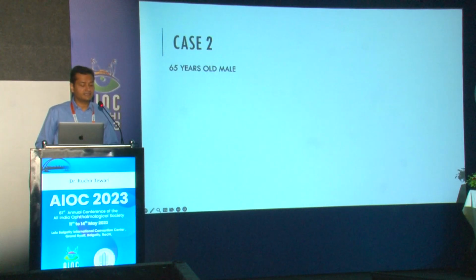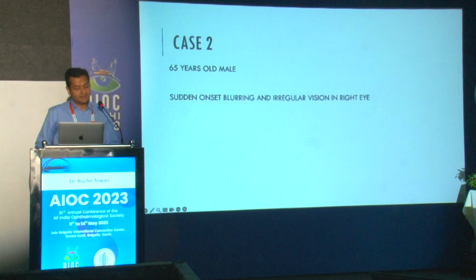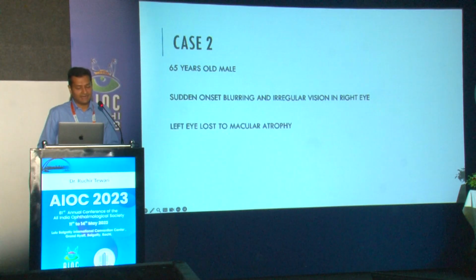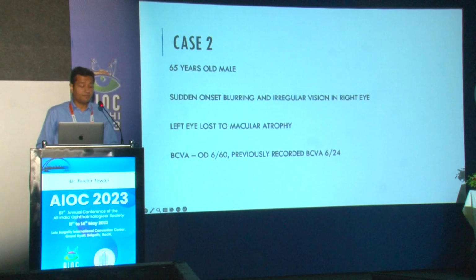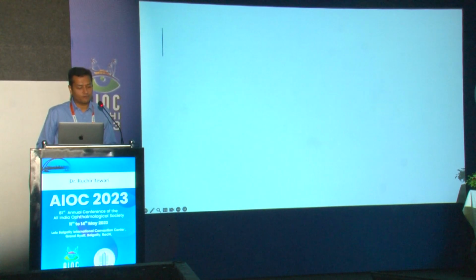The second patient is a 65-year-old male. So look at the contrast in the age of the patients. This is a 65-year-old male complaining of sudden onset of blurring and irregular vision in his right eye. Left eye has already been lost to macular atrophy. BCVA is 6/60. Six months back, previously recorded BCVA was 6/24.